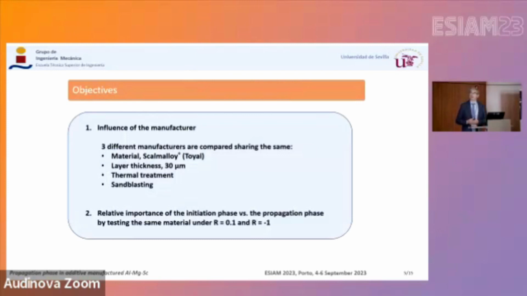To see the influence of the manufacturer, we have 3 different sets for the same material: layer thickness, thermal treatment, and sandblasting. The rest of the parameters, we guess that are different, but we don't know because the companies didn't want to share that information. And the main objective is to see the influence of the load ratio and study the importance of the initiation and propagation life.